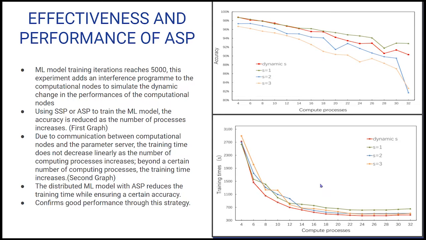So from these two things, we can see that this distributed machine learning model with ASP reduces training time significantly, and it's also ensuring a certain level of accuracy. In this case, it's not dropping below a certain level. From this analysis, we can say that the framework they built is performing pretty well through this strategy, and it can achieve good performance. That's all from me now.